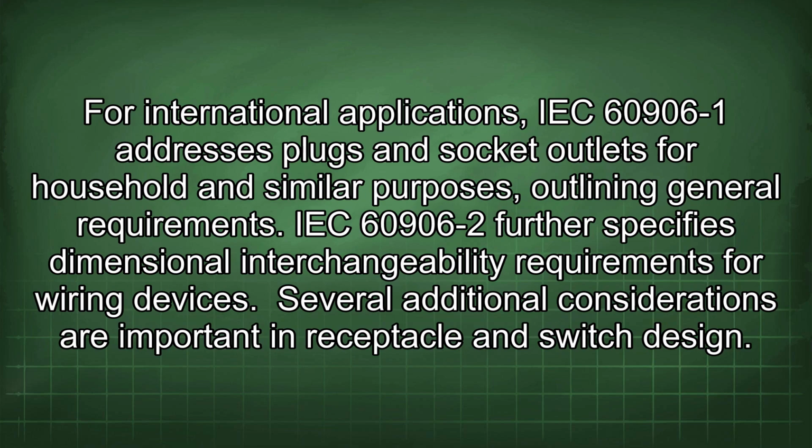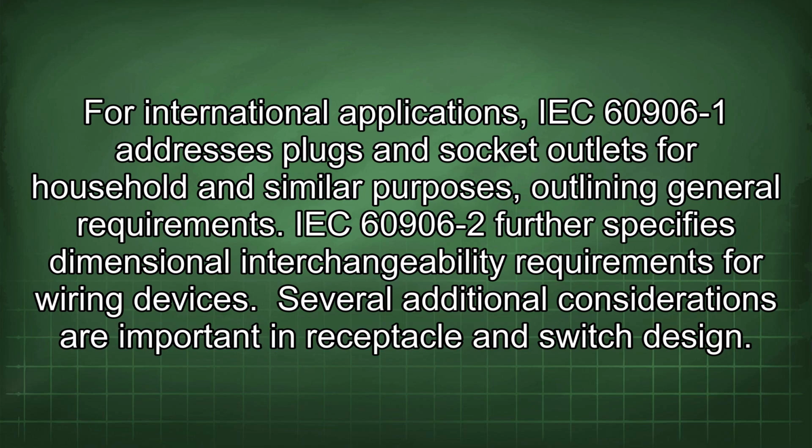For international applications, IEC 60906-1 addresses plugs and socket outlets for household and similar purposes, outlining general requirements. IEC 60906-2 further specifies dimensional interchangeability requirements for wiring devices.